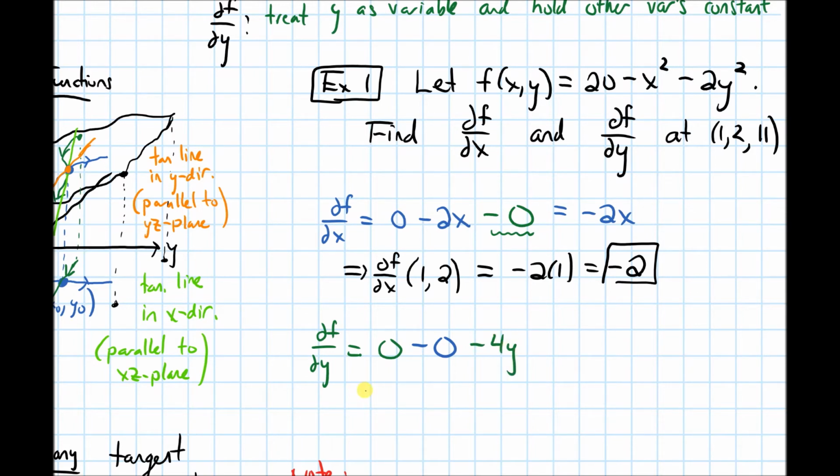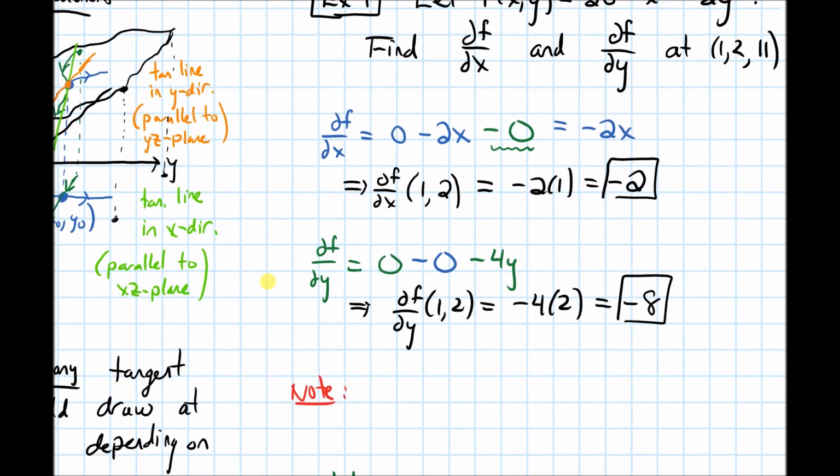Awesome, now let's plug in our point. So we'll get del f del y, whoops, let's plug in the point. x is 1 and y is 2. If we plug that in, we get negative 4 times 2 plugging in for y, and that's negative 8. Okay, so those are our partial derivatives right there.